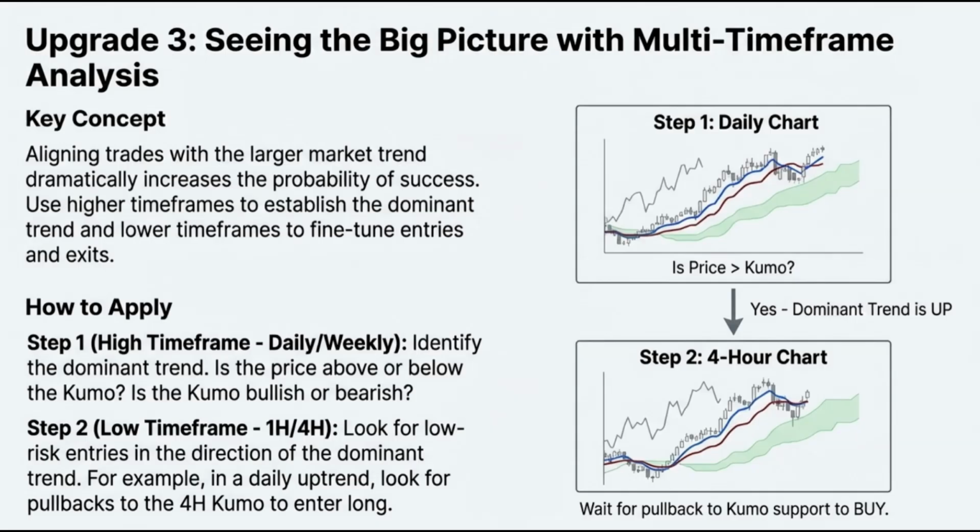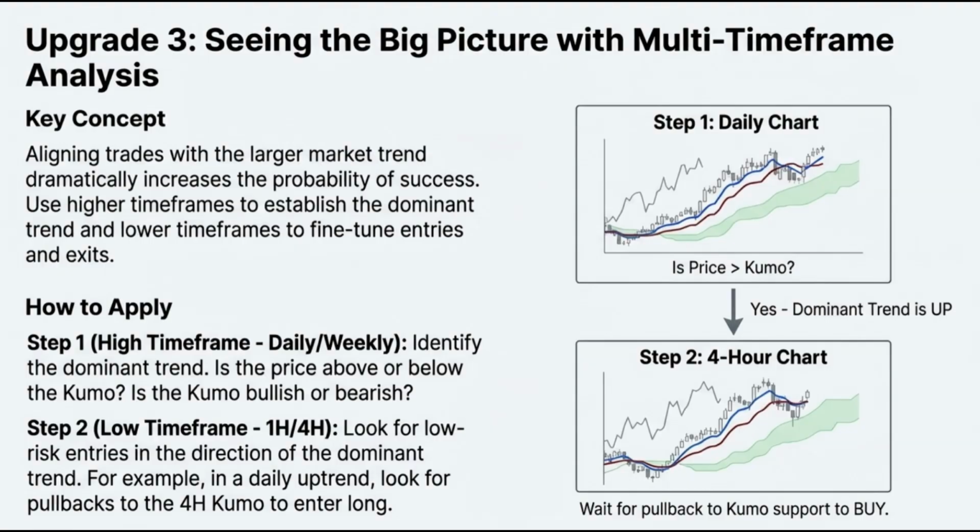So how do you set up that hierarchy? What is the dominant reality? The higher time frame is always the boss. Always. You start with the daily or weekly chart to establish the market's bias. Is the price above a thick Kumo? Is the Chikou span clear? If the daily chart is screaming uptrend, then your job is simple. You only look for buys. You only look for long positions, period.